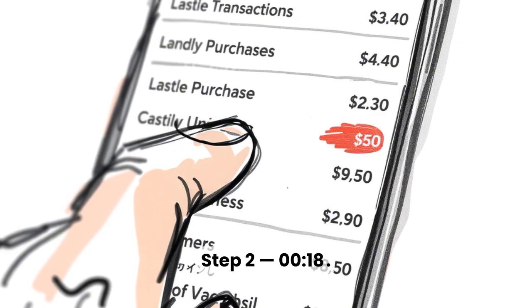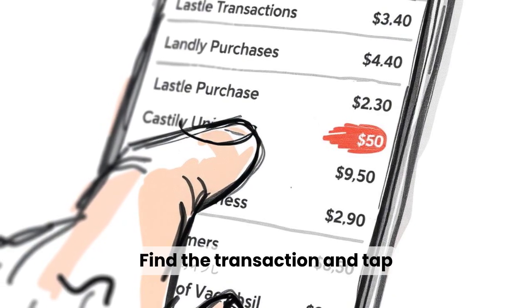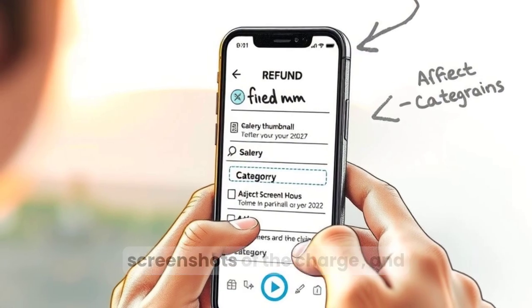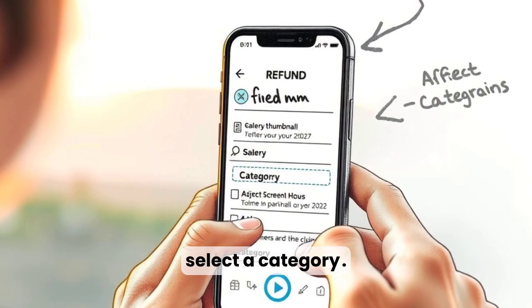Step 2, 0:18. Find the transaction and tap Report a Problem or Request Refund. Attach a brief reason, add screenshots of the charge, and select a category.